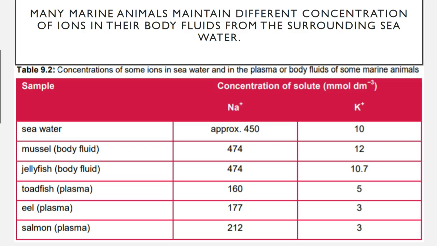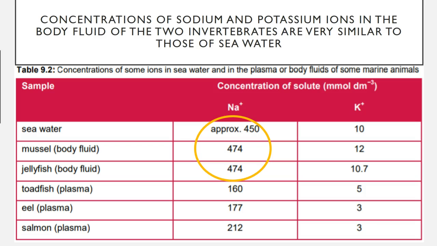Again, if you take a look at this table, we've got several different types of organisms here. You'll notice the invertebrates, mussels and jellyfish, have body fluid as their example because they don't have circulatory systems. The toadfish, the eel, and the salmon are bony fish, and you'll see that's plasma. Plasma is the liquid portion of the blood. If you look here, we've got seawater, and let's focus on sodium: the approximate sodium concentration is 450. If you look, mussels, jellyfish, and seawater all have about the same.